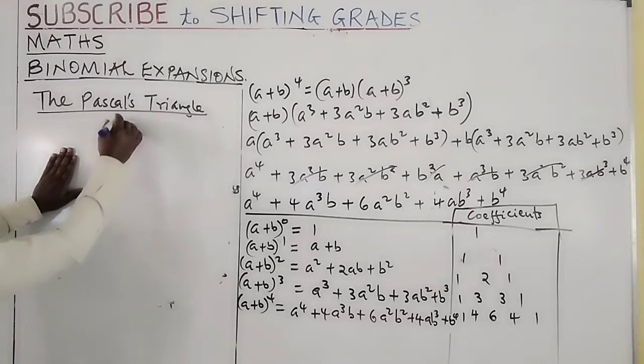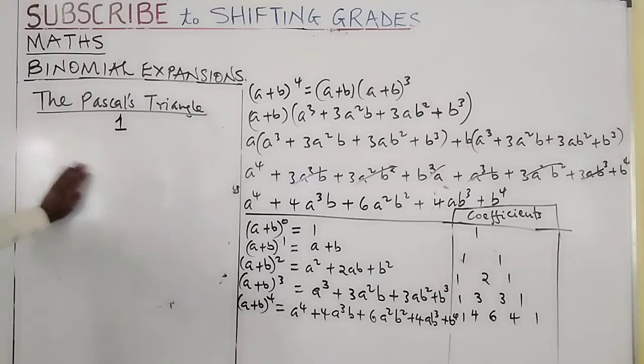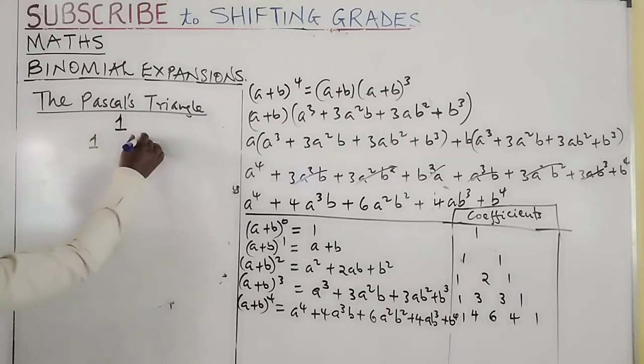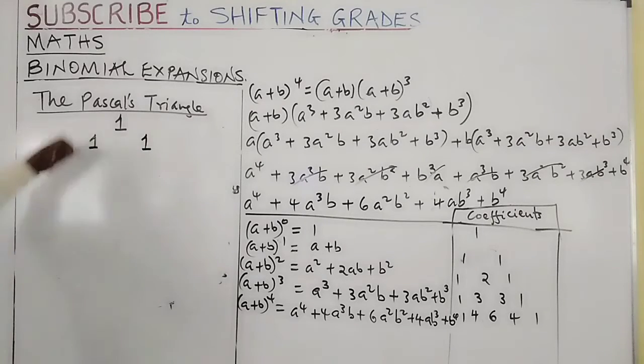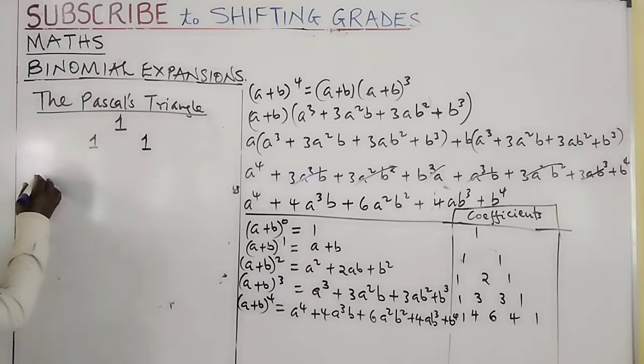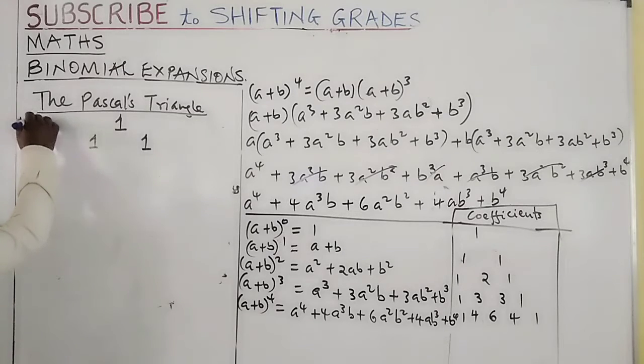The first term when a binomial is raised to 0 is 1. When raised to 1, the coefficients are 1 and 1. So we just drop the 1 here and 1 there again. When raised to power 2, so this is the power or the index.